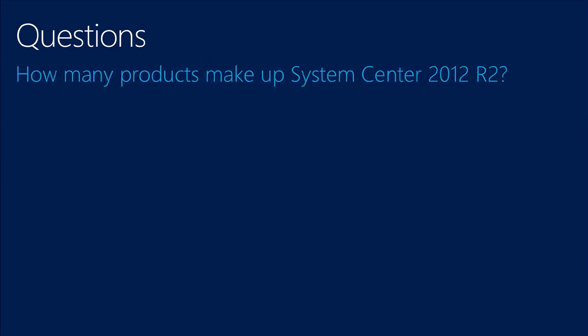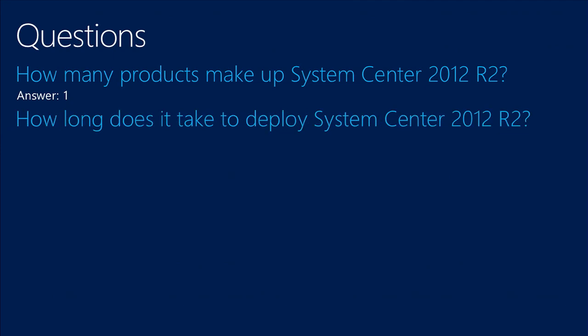So I'm going to start with some questions, and if you've been to a session before, you know the answers, so you can't answer. How many products make up System Center 2012 R2? Shout it out. 8? 7? Who said 1? 1. There is one product called System Center 2012 R2. You buy one thing, you license one thing, and you get a whole bunch of stuff as part of that. How long does it take to deploy that one product?